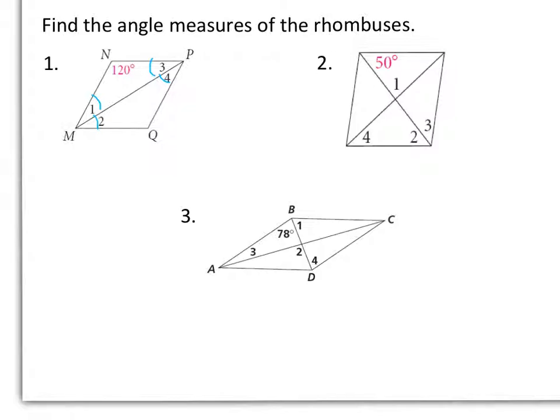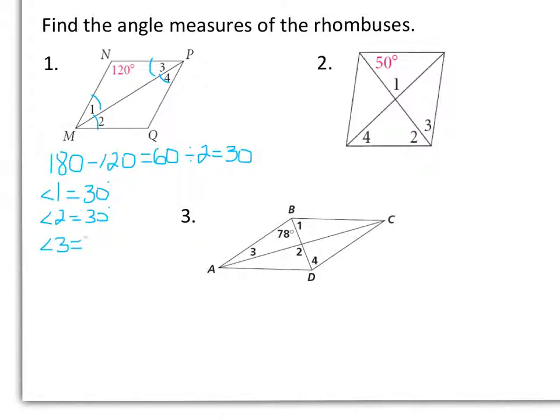So, to find angle 1 and 3, since they are the same, if I take 180, subtract the 120 that I know, I get 60 degrees. So I'm left with 60 degrees for two angles. So if I divide by 2, I get 30. So that tells me angle 1 is 30 degrees. Angle 2 is 30 degrees. Angle 3 is 30 degrees. And angle 4 is 30 degrees because they are all congruent.